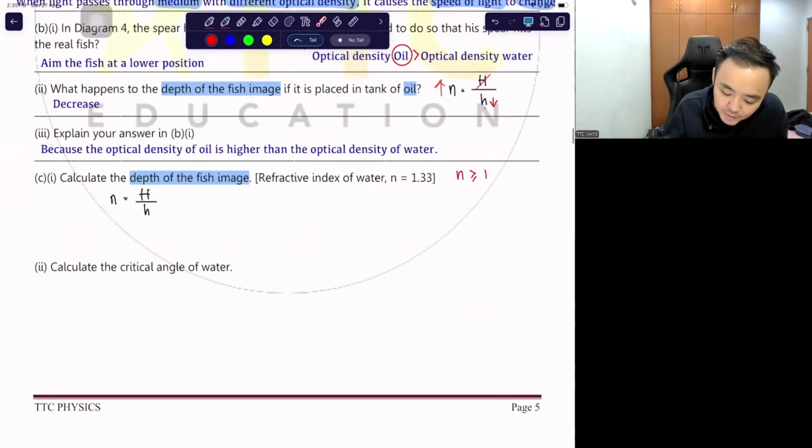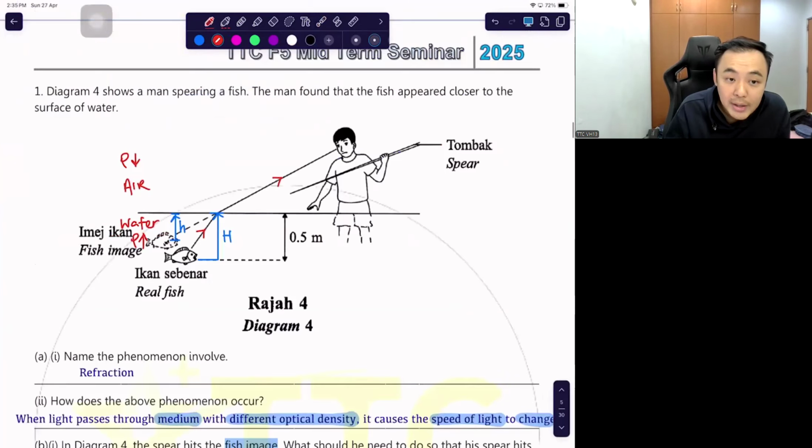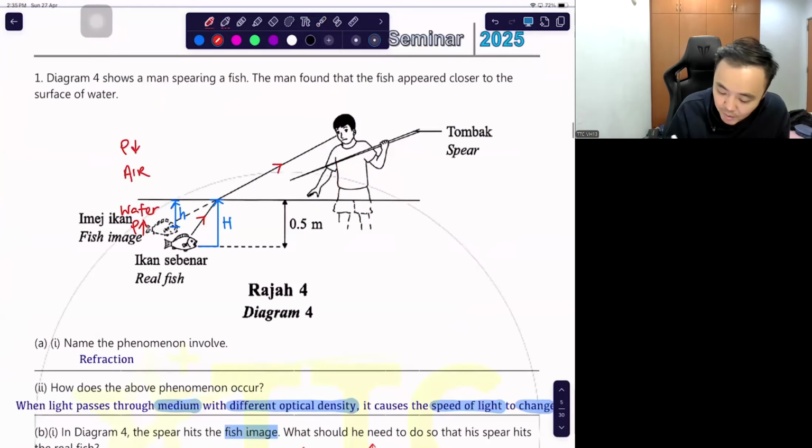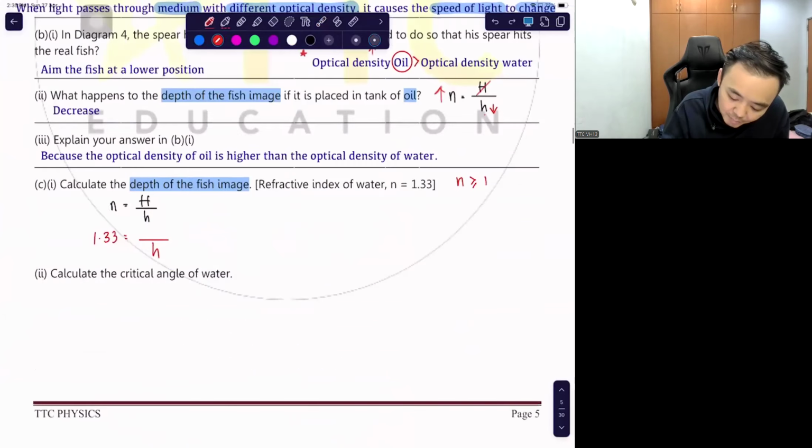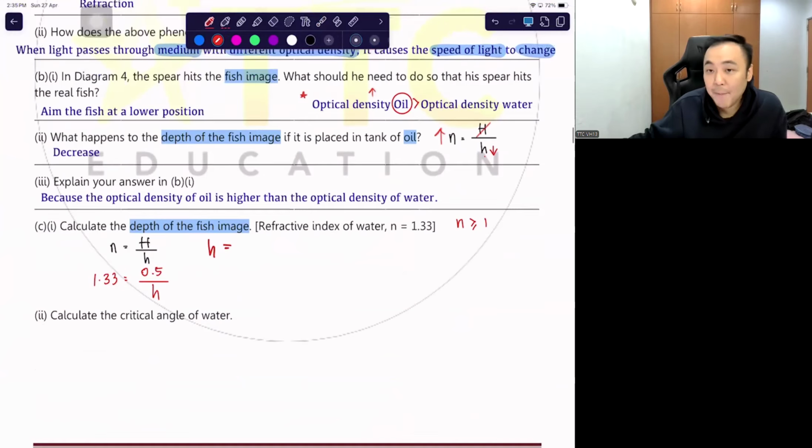Substitute inside, we get the answer. n is given, only memorize 1.33. The real depth of the fish, how much is it? It's given here. They tell you 0.5 meter, so put it inside. So 0.5 meter, and h equals how much? Come guys, I need my answer, please. You calculate for me. You bring the 0.5 over and divide.